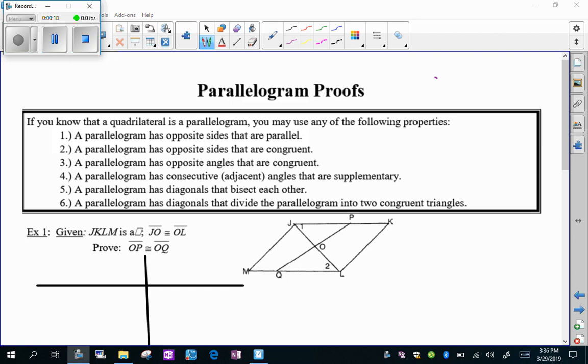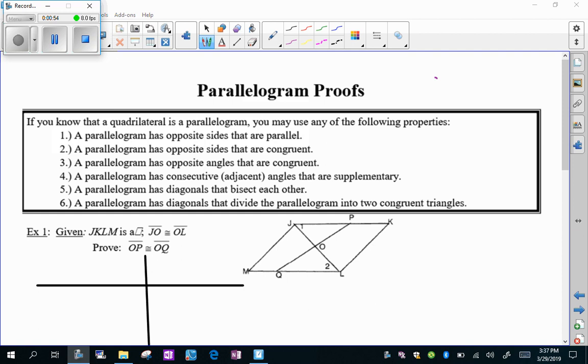So in class, we talked about that parallelograms have opposite sides that are parallel. They have opposite sides that are congruent. They have opposite angles that are congruent. They have consecutive or adjacent angles that are supplementary, meaning that those angles next to each other are going to add up to 180 degrees. They have diagonals that bisect each other, and I really stress that that doesn't mean that the diagonals are congruent. It just means that they cut each other into two congruent parts. Number 6, a parallelogram has diagonals that divide the parallelogram into two congruent triangles.